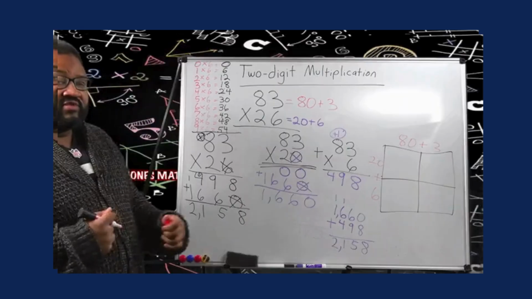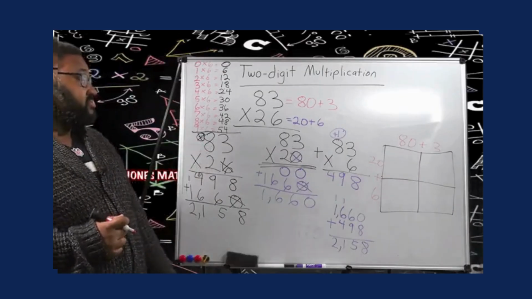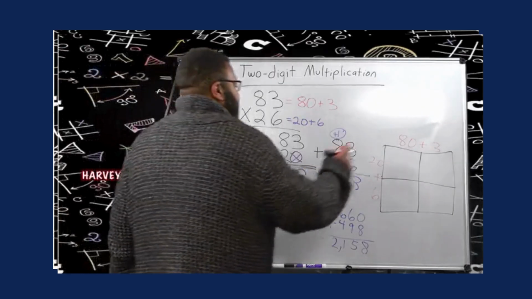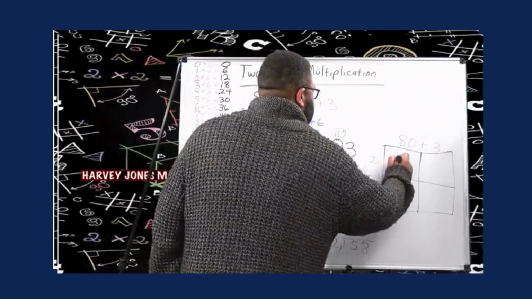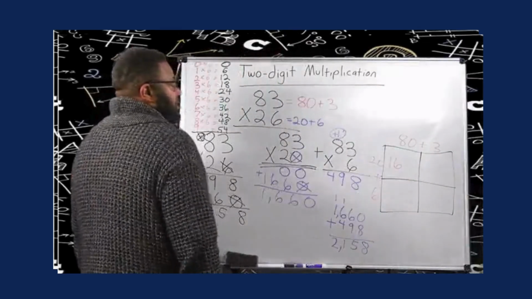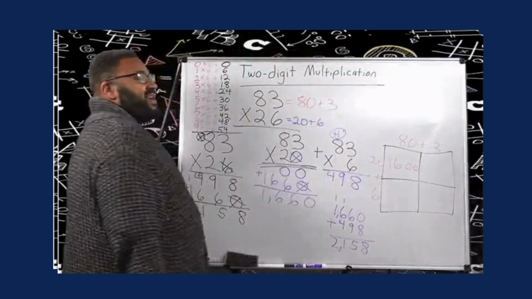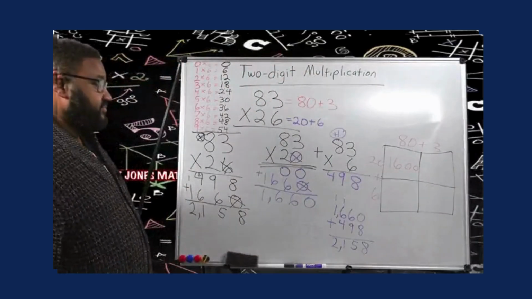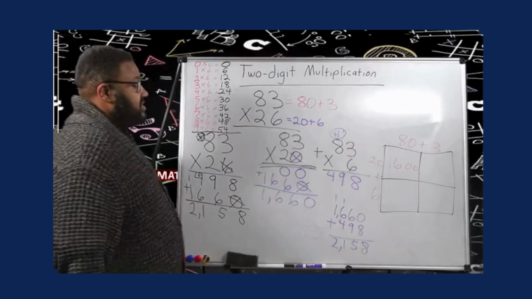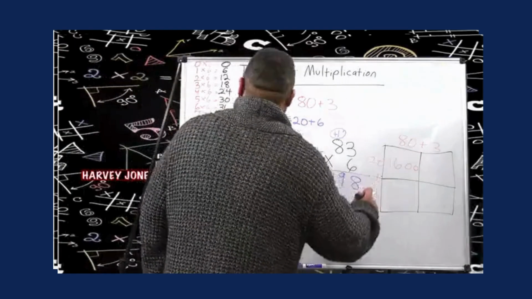Questions or concerns for those taking notes? And we do it simply like this. 8 times 2 is 16. How many zeros? 1, 2. Because 80 times 20 is 1,600. That's it, folks. I come here, 8 times 6.